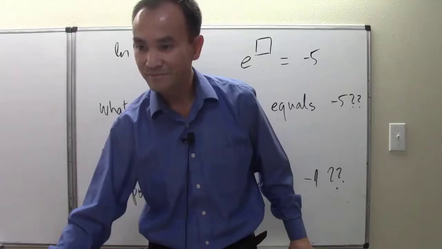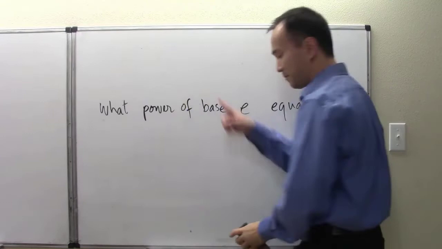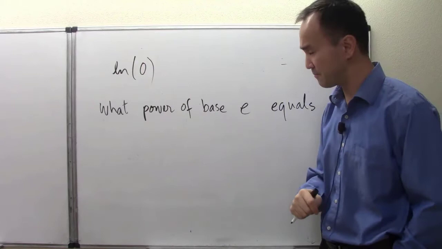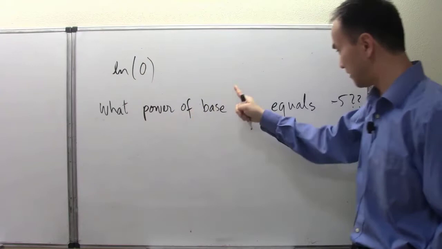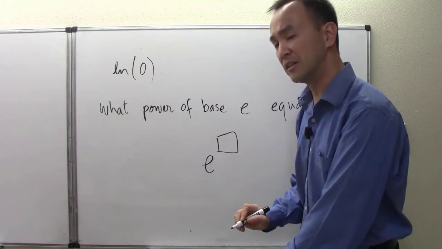Let's immediately bring up another question. Let me stick right here with the natural log, base e, of 0. Let's find out what happens. Log base e of 0 means, as a question, what power of base e equals 0? Can we find such a power? We desire a power that makes the overall expression equal 0. This will not come out as well.